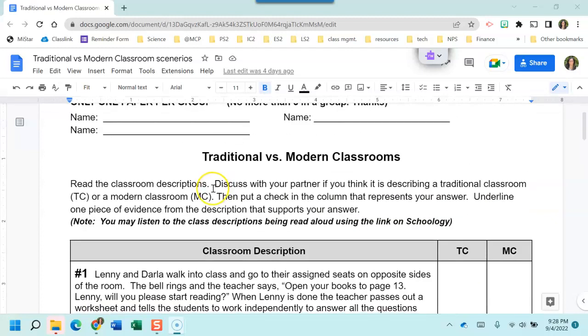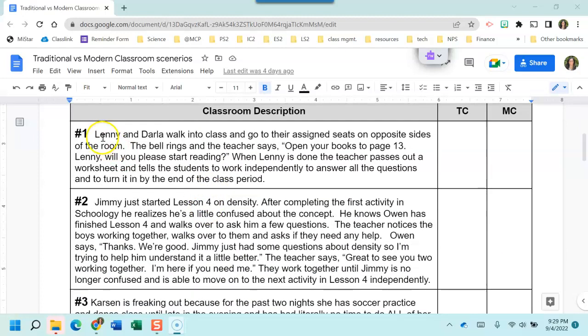Read the classroom descriptions. Discuss with your partner if you think it is describing a traditional classroom or a modern classroom. Then put a check in the column that represents your answer, and then underline one piece of evidence from the description that supports your answer. Okay, here we go. Scene number 1.